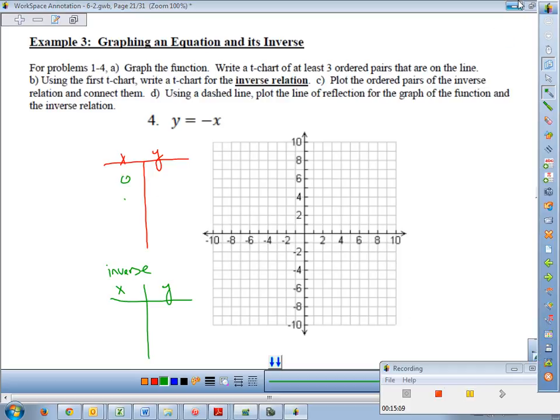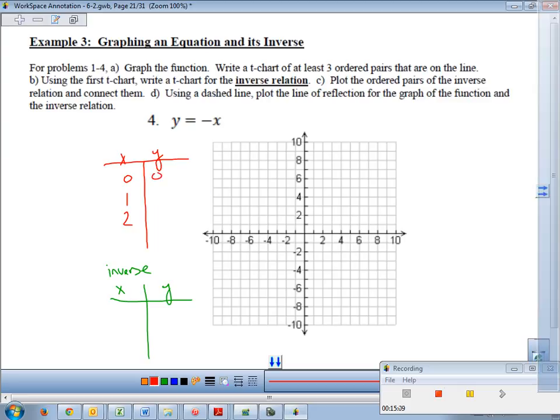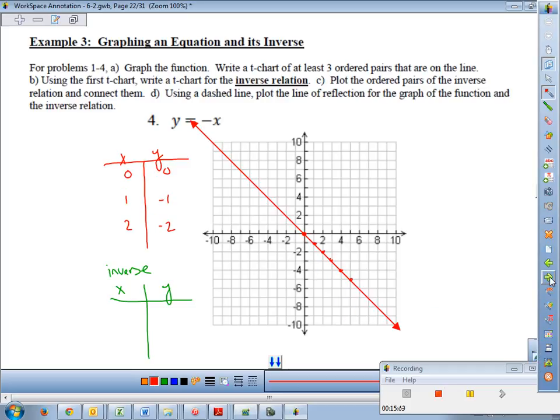0, 1, 2. There's no such thing as negative 0, so you just put 0 in again. You get negative 1, negative 2. You graph that line, y-intercept of 0, slope of negative 1. Starts looking like this. I actually end up putting more points on there than the 3 when it's a line, because I could just keep doing my rise and run. Looks like that when you graph it.